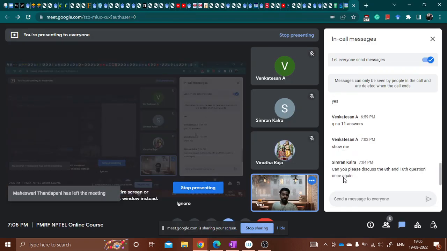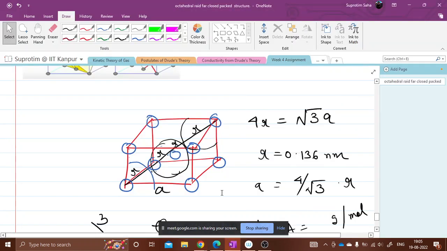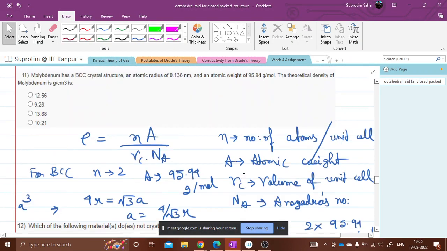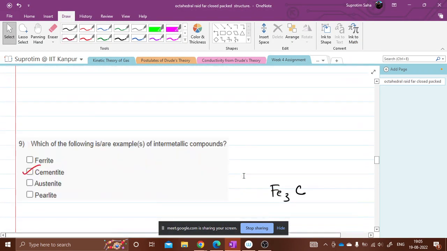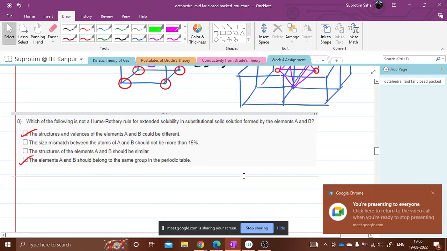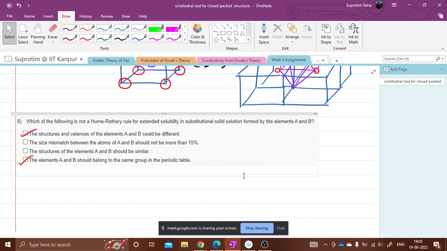Okay, 8th and 10th question. Fine. Which of the following is not a Hume-Rothery rule for extended solubility in a substitutional solid solution formed by the elements A and B, right?